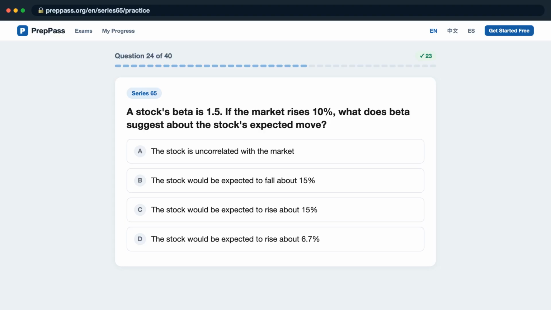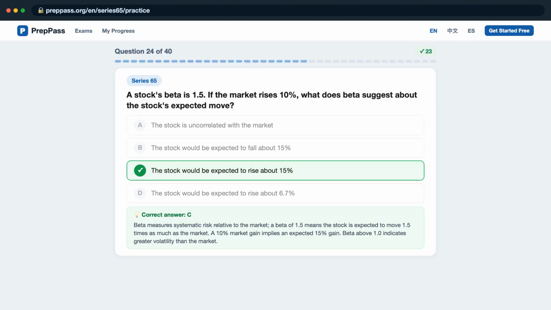Question 24. A stock's beta is 1.5. If the market rises 10%, what does beta suggest about the stock's expected move? Is it A, the stock is uncorrelated with the market? B, the stock would be expected to fall about 15%? C, the stock would be expected to rise about 15%? D, the stock would be expected to rise about 6.7%? The correct answer is C.